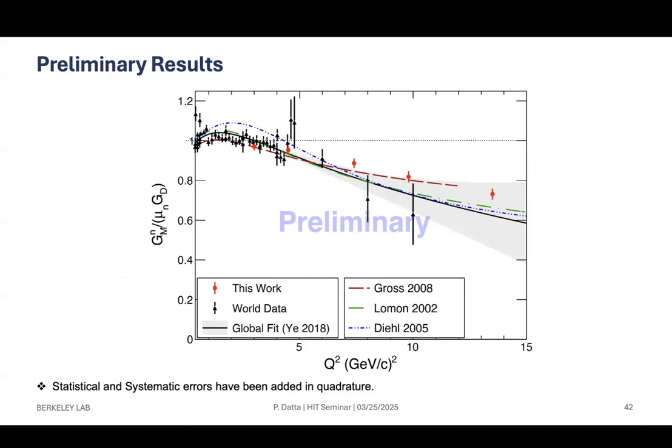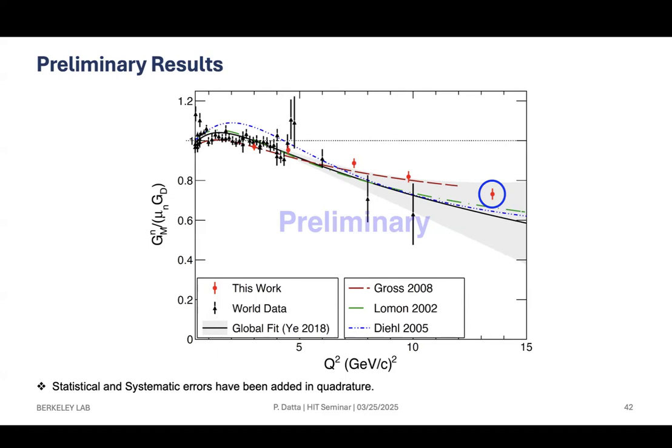These are shown in the red data points here, and this black is the existing world data. As you can see, our low Q squared results agree well with the existing world data, but the high Q squared results will significantly increase the region in which GMn is known precisely, right? And the precision of the highest Q squared point is expected to stay unmatched for many years to come, because I'm not aware of any other experiment that has been approved or taken data that will go up to that high Q squared.